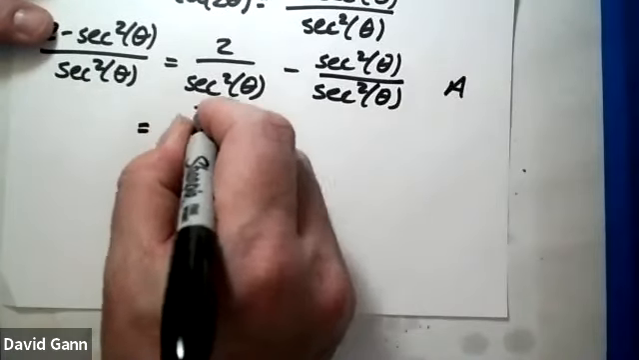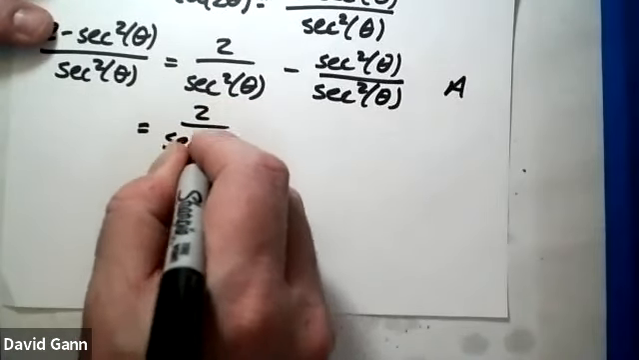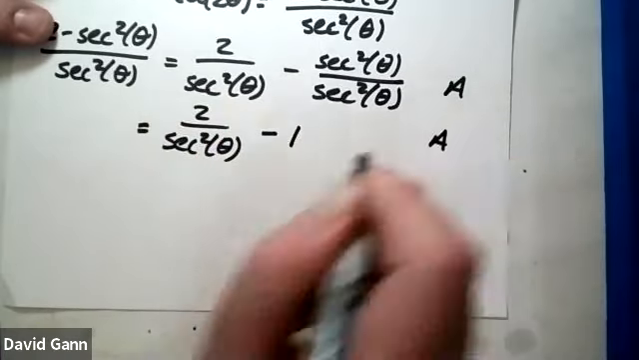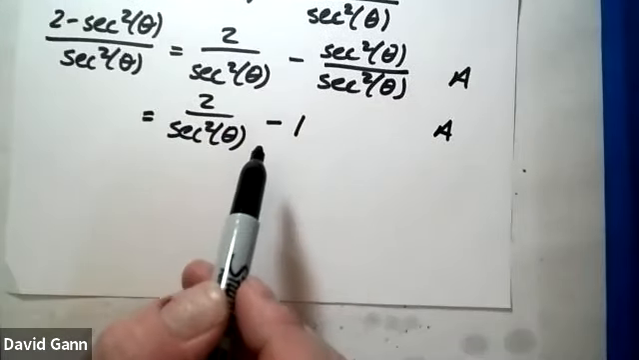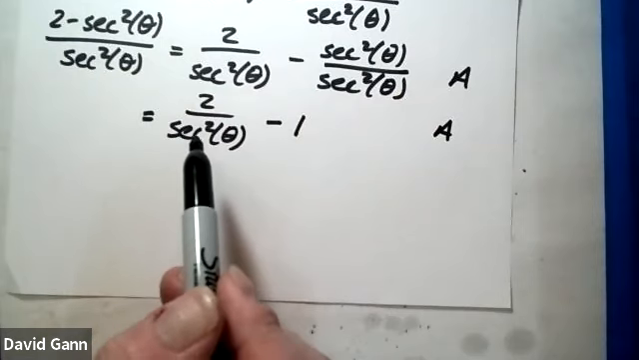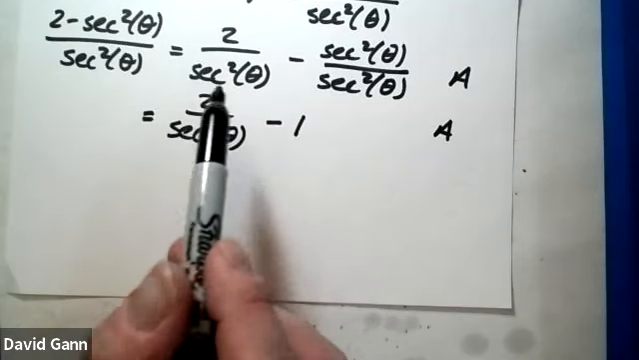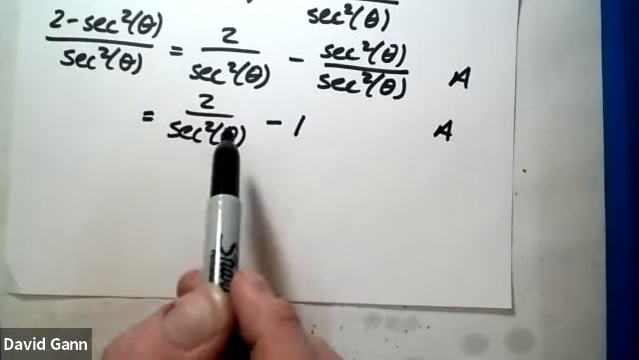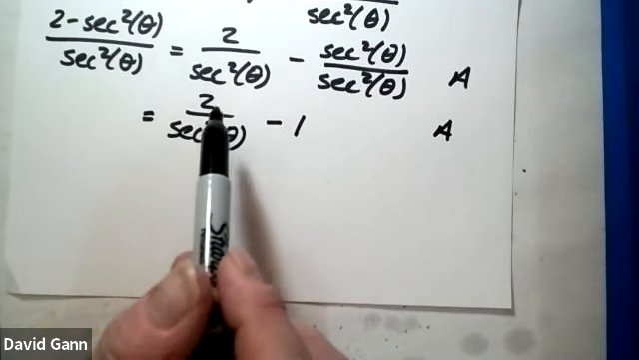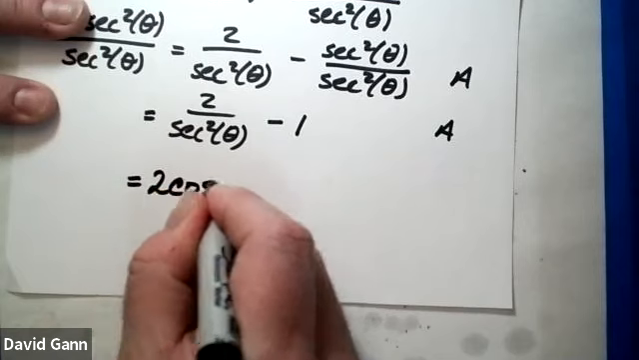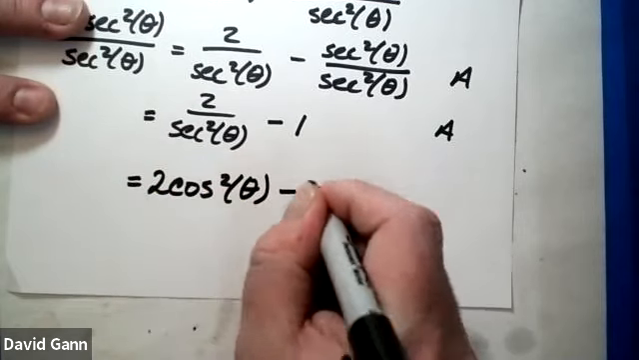And I'm going to do one more before we do any trig. 2 over secant squared of theta minus 1, also an algebraic step. This is starting to clean up a little bit. Now, recall that secant is 1 over cosine. So 1 over secant is equal to cosine. So 1 over secant squared is equal to cosine squared. We're going to end up with 2 cosine squared of theta minus 1.